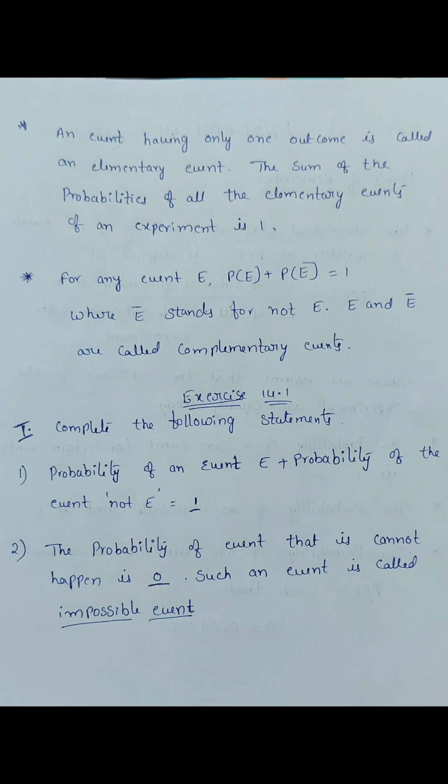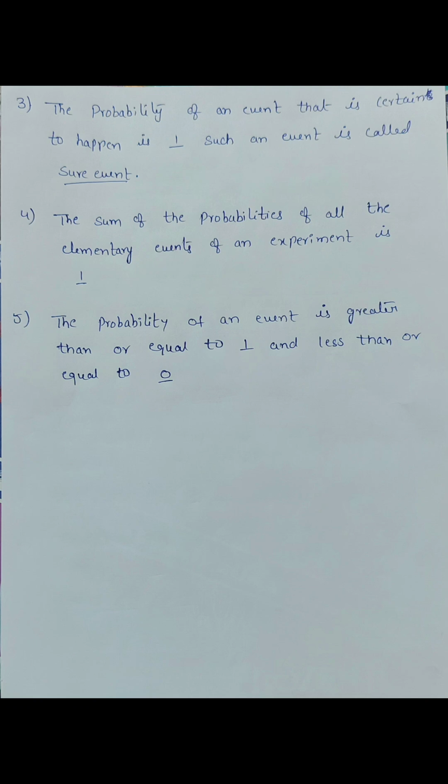Next one, the probability of an event that cannot happen is 0. Such an event is also called an impossible event, where the event cannot happen, the probability is 0, and that event is called an impossible event. Next point, the probability of an event that is certain to happen is 1. Such an event is called a sure event. When the probability of an event is 1, that event is also known as a sure event.